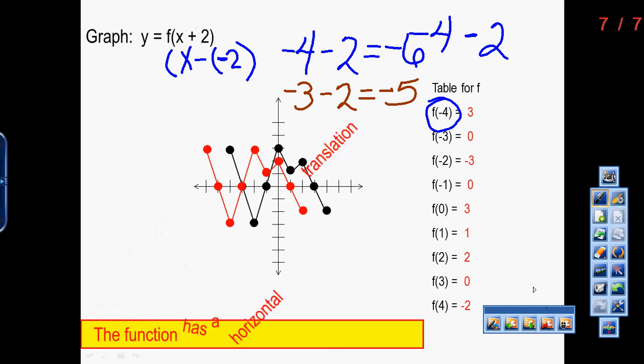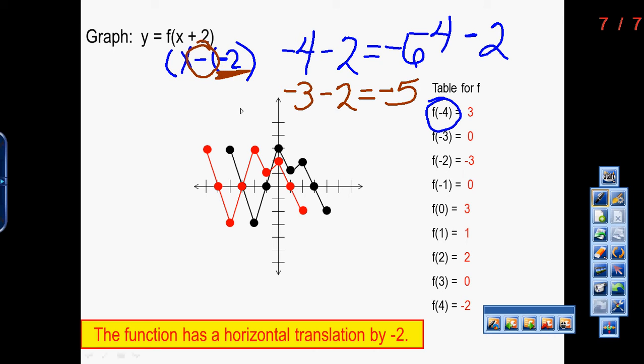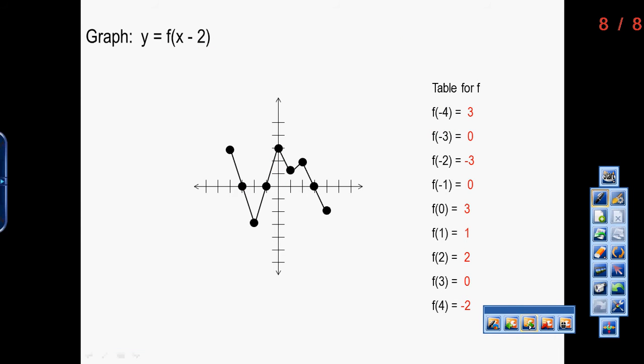So it's important to note here that what happened is the whole function had a horizontal translation by a negative 2. So you usually think when you see a positive 2, it's going to move to the right. This is always going to do the opposite of what you think because there is a negative in the equation. So it's really moving to the left, negative 2. Make sure you get that. If not, you're going to need to rewatch this part of the video. Let's keep going.